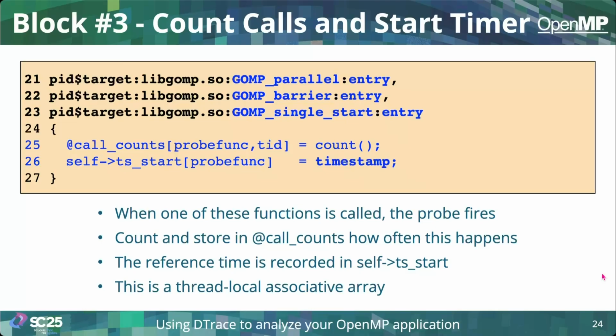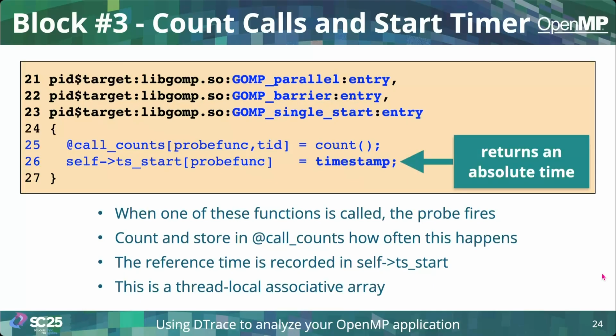I have the probe func. Probe func is an internal variable that will contain the name of the function, like a GOMP, whatever. Thread ID is the DTrace thread ID, and I'm just counting how often that is executed, how often the probe fires. Line 26 has a new element, the timestamp. Timestamp returns the absolute time since some moment in the past in nanoseconds. You typically use that to initialize a timer. So this is a timer variable, ts_start, timestamp_start. I index it through probe func because each function starts at a different time. So I need to differentiate according to the probe func, the function name.